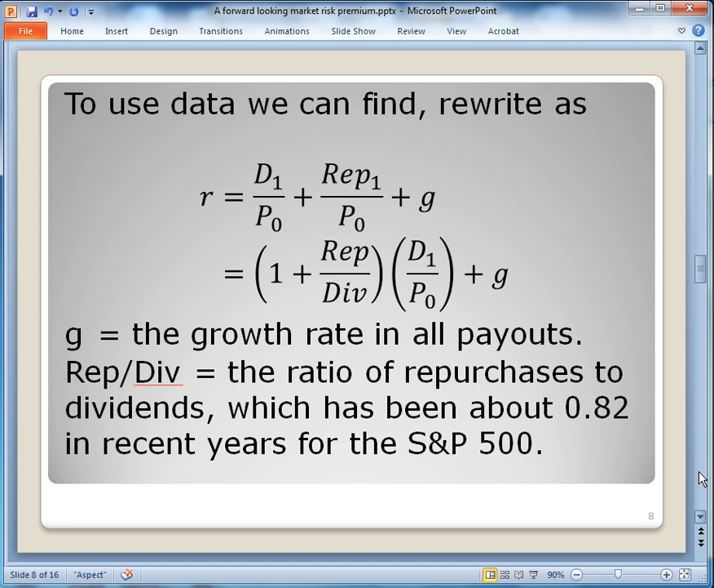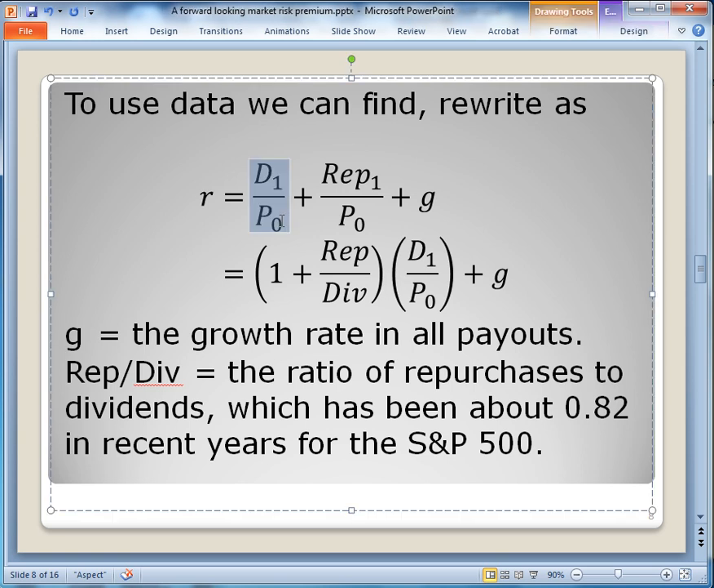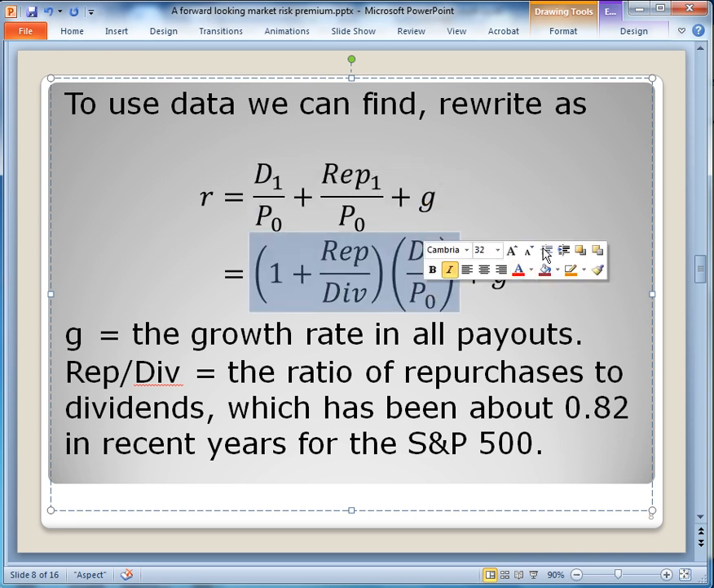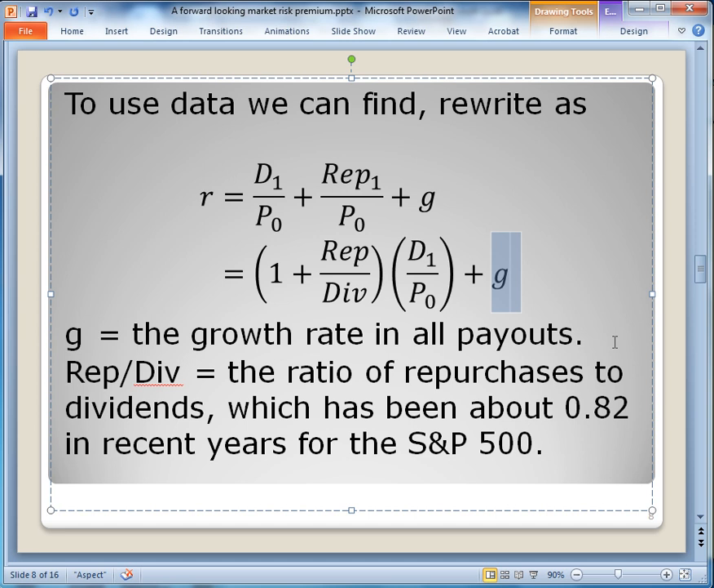Now, rewriting this so that we can actually find some data that's helpful for us on the internet, we're going to rewrite that equation on the prior slide and solve for R. The required rate of return is not just the dividend growth rate, not just the dividend payout rate, not just the dividend yield, but rather the dividend yield multiplied by 1 plus this ratio of repurchases over dividends, which actually takes into account how much repurchases are done, and the growth rate in the stock's total payouts.